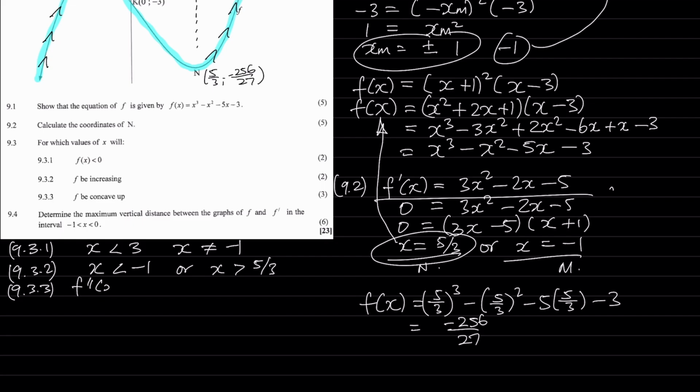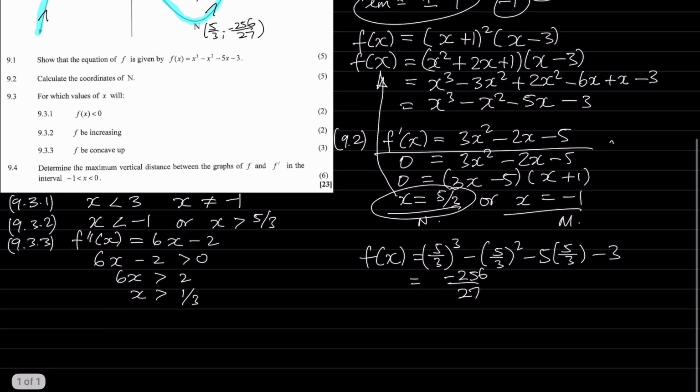So f double prime x is going to equal 6x minus 2. And then for concave up, we need to make sure that it is greater than 0. So 6x minus 2 must be greater than 0. 6x should be greater than 2. X should be greater than 1/3. 2/6 is 1/3.